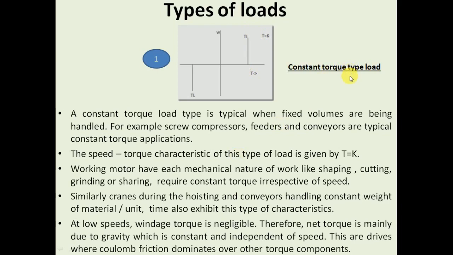Examples for this constant torque type load are screw compressors, feeders and conveyors, because they all will be handling fixed volumes. Other examples are those cranes during their hoisting operation, and those conveyors which will be handling constant weights of material. From this characteristics, it's very clear that the windage torque component is neglected. This is done because all these constant torque type loads will be of low speed operation. So you must remember that the constant torque type load characteristics will be like this, and their examples are those which are handling fixed volumes or constant weight materials.